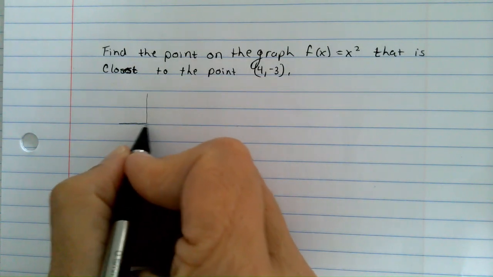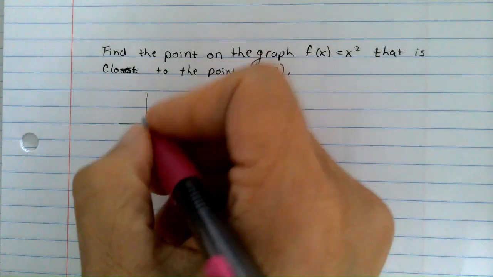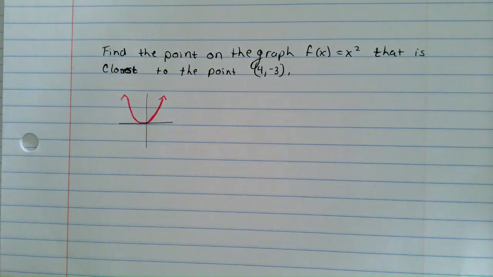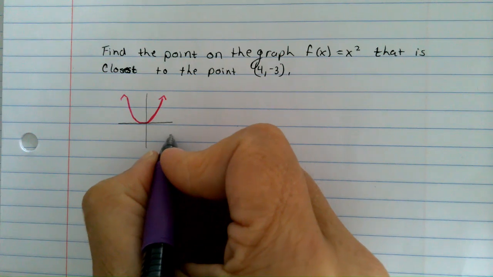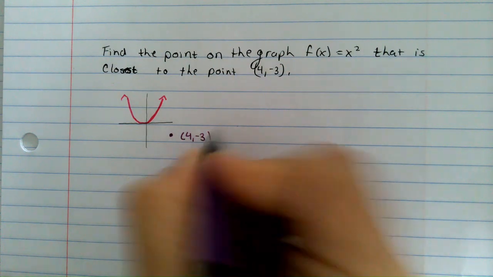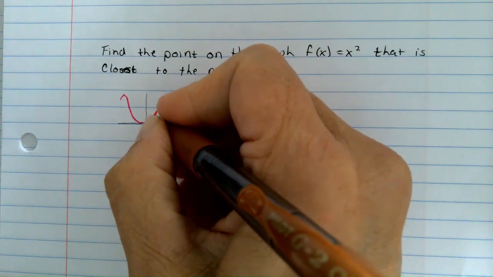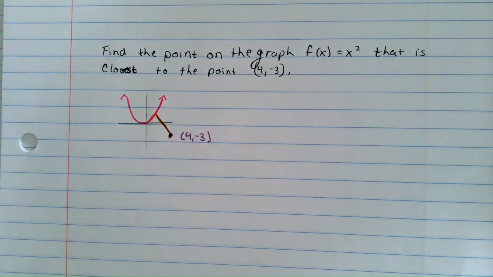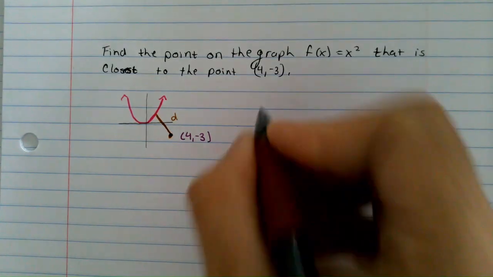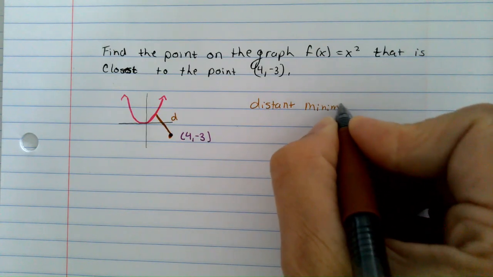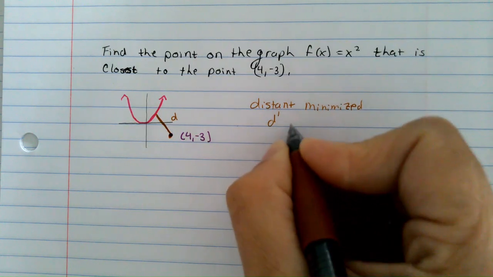Well, we've got f of x here. And we've got a point 4, negative 3. And they want this distance to be minimized. Okay, so if they want the distance to be minimized, we need to set the derivative of distance equal to 0.